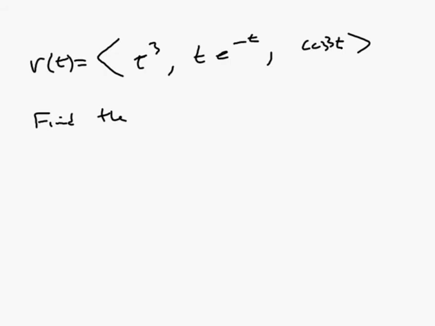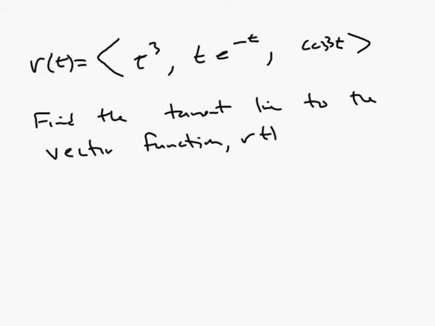Suppose r of t equals the vector t cubed, and then t e to the negative t, and then the cosine of 3t. And we might say, find the tangent line to the vector function r of t when t equals, let's say, 0. Okay.